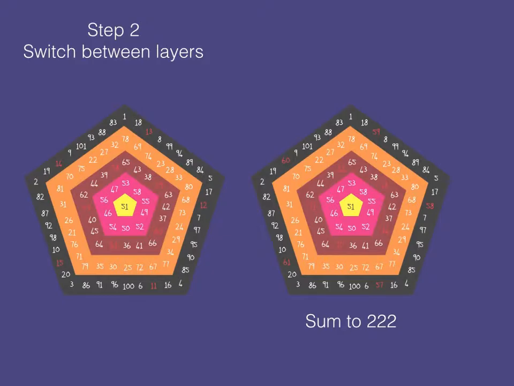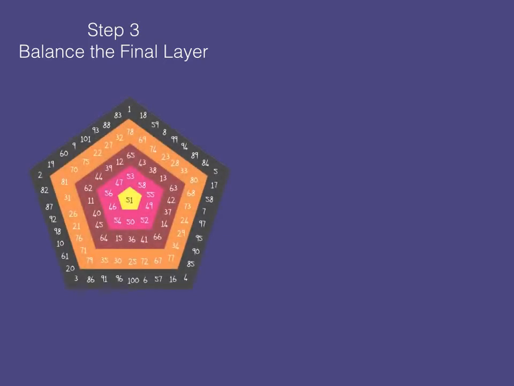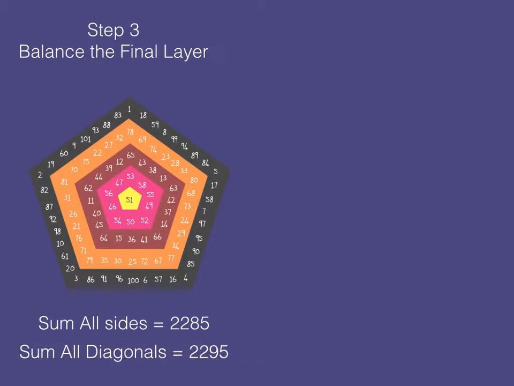But my outer layer still wasn't equaling the magic number of 459. I found it was quite difficult to do this. But I had a plan, and what I did was I just summed up all the diameters, and I saw that all my sides were equal to 2285, and the diagonals were equal to 2295. So what I needed to do was make the black parameter greater by 10.